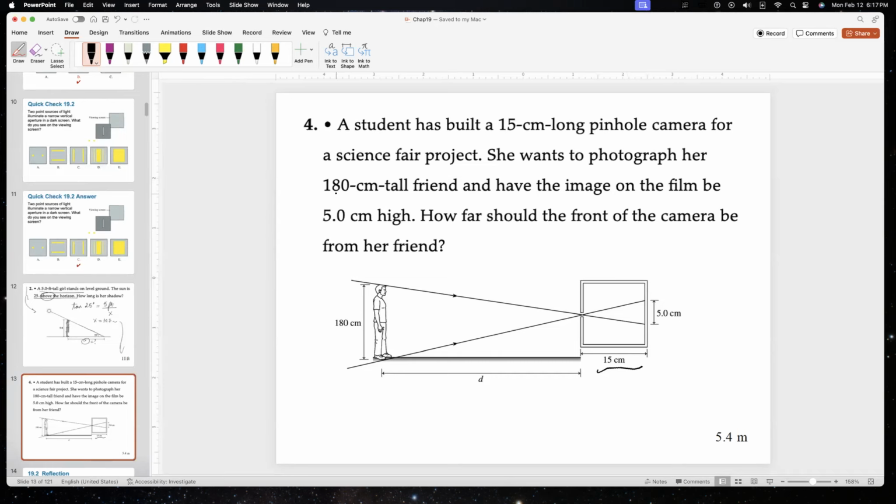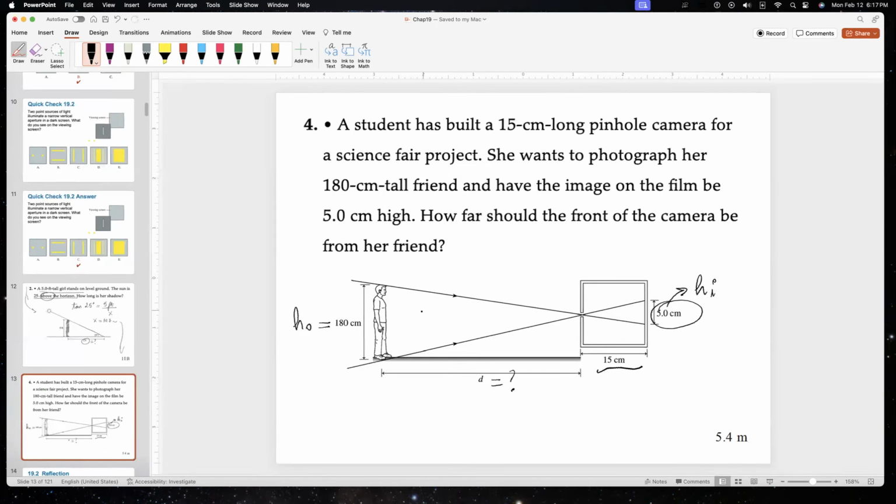She wants to photograph her 180-centimeter tall friend. So draw the friend outside of the box, far away from the box, and have an image that will be 5 centimeters high. So this is going to be the H_I. Okay, we know that this is the H_O. How far should the front of the camera be from the friend? So what we are wanting to calculate is the D.